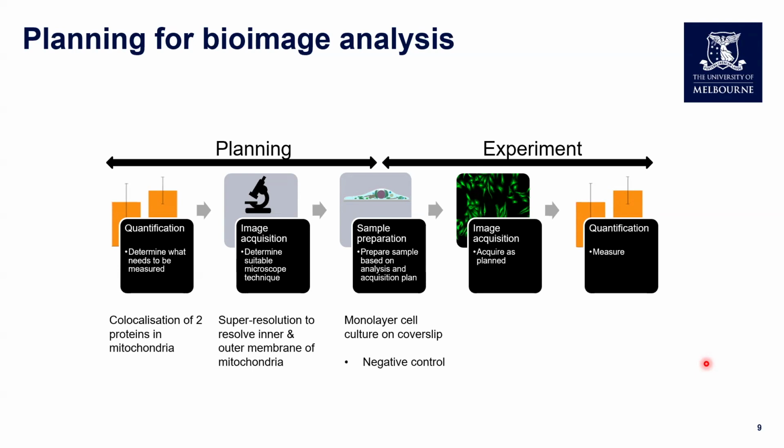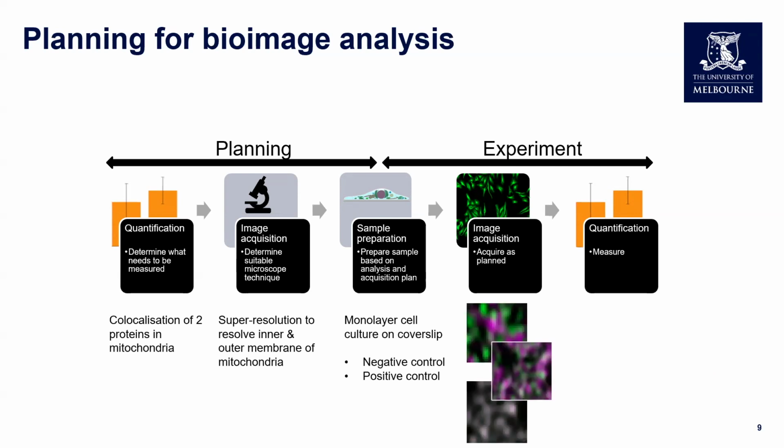And since we're going to measure the degree of colocalization, we will also need to think about having a negative control sample where we're expecting to see no colocalization, and also a positive control sample where we're expecting to see a high degree of colocalization. And once all of this planning and preparation is done, then we can run the imaging experiments, and measuring the colocalization will be relatively straightforward.